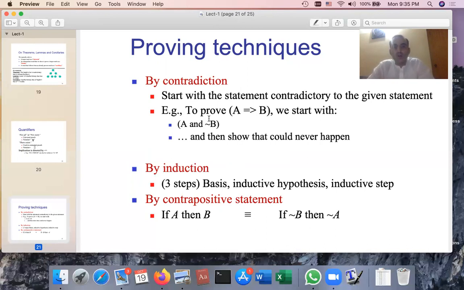For example, to prove A implies B, we start with A and negation B. This is a mathematical illustration of proof by contradiction. If A implies B is given to you, then you have to start with A and negation B, and then show that this could never happen. Okay.